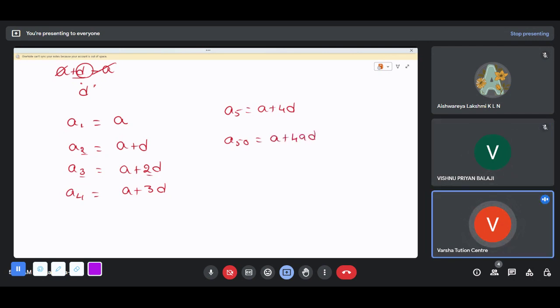I hope everybody is able to write this, because he will ask about the 17th term. For example, A17 is 3 times the 7th term. He will create questions like that. Then you should be able to write the 17th term formula: A plus 16D. The 7th term formula: A plus 6D. Clear?